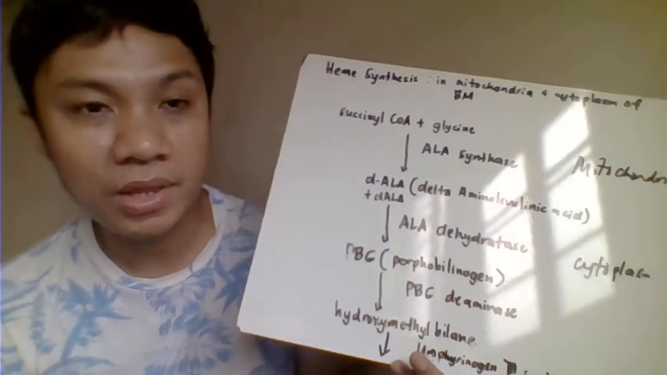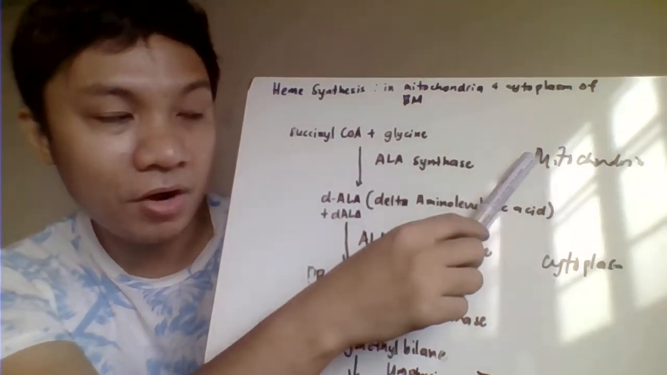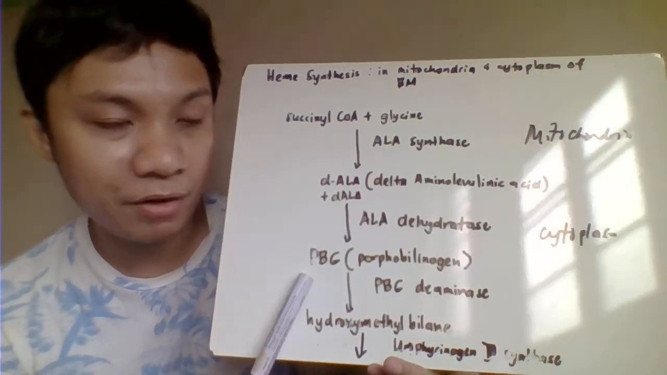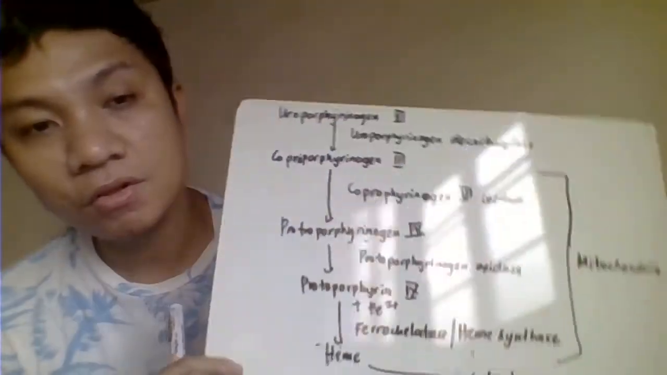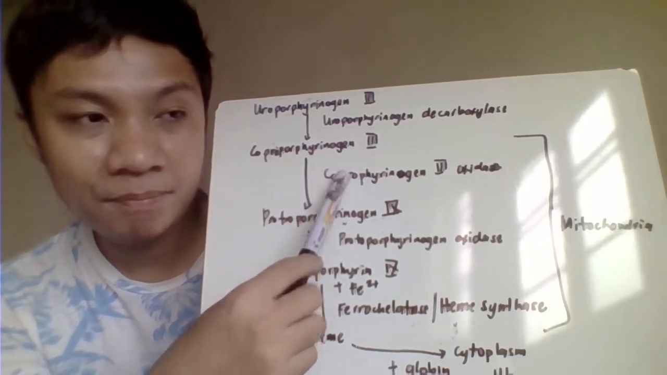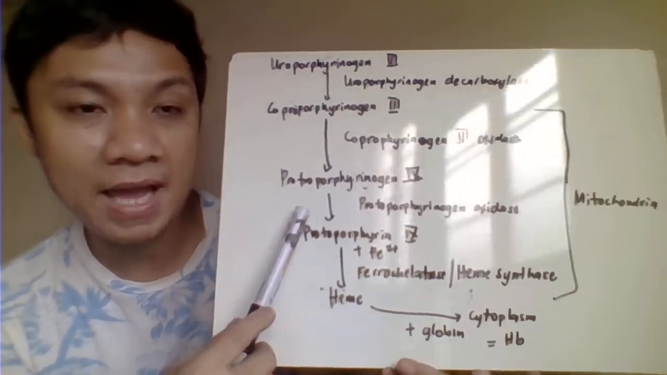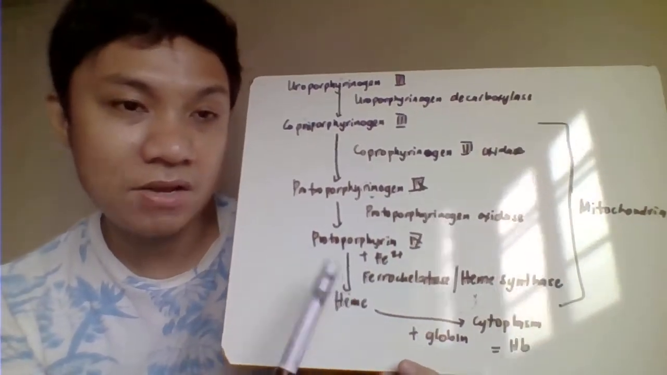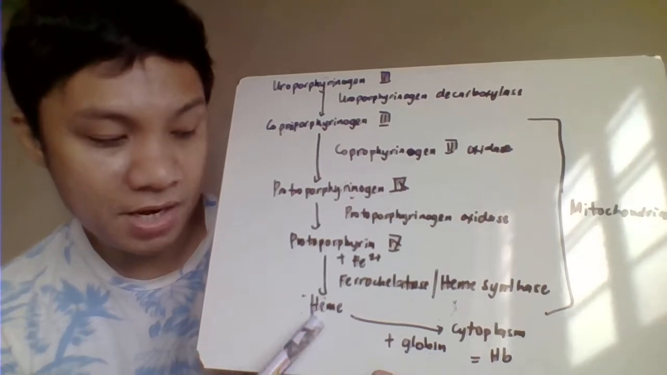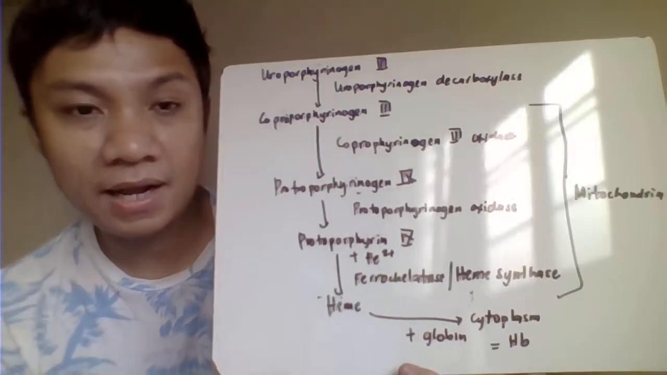So again, you start with glycine and succinyl-CoA converted to your DALA. Your DALA, from the mitochondria, papasok siya sa ating cytoplasm. Your DALA will be converted to your PBG, porphobilinogen. The porphobilinogen will be converted to your hydroxymethylbilin. Hydroxymethylbilin will be converted to your uroporphyrinogen 3, further converting that one to your coproporphyrinogen 3. The coproporphyrinogen 3, babalik siya sa mitochondria. It will be converted to your protoporphyrinogen 9, which will be converted to your protoporphyrin 9. And lastly, you need to incorporate the iron with your ferrochelatase, so your heme synthase, to your protoporphyrin 9 to form here your heme. Then your heme papasok sa cytoplasm, magkocombine sa ating globin para makapag-produce ka ng hemoglobin.